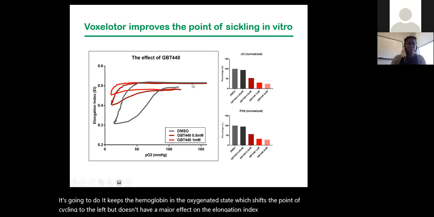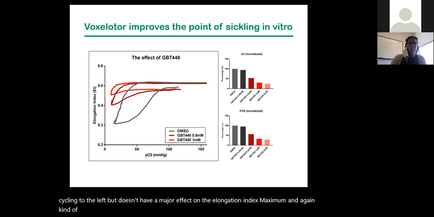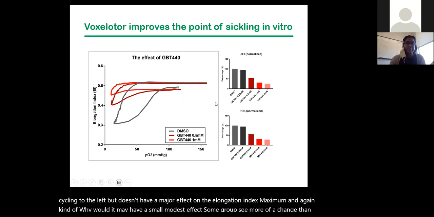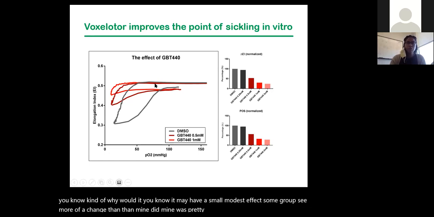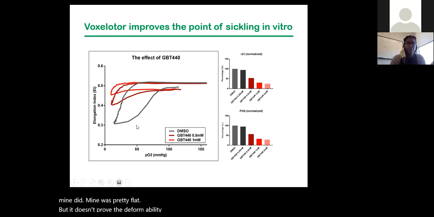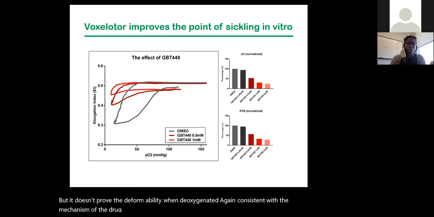And again, why would it? It may have a small, modest effect. Some groups see more of a change than mine did. Mine was pretty flat. But it does improve the deformability when deoxygenated, again, consistent with the mechanism of a drug that binds to the sickle hemoglobin, keeps it oxygenated, reducing sickling.